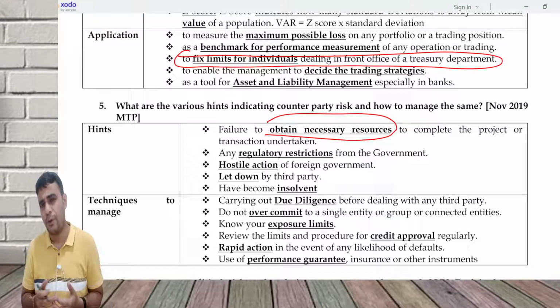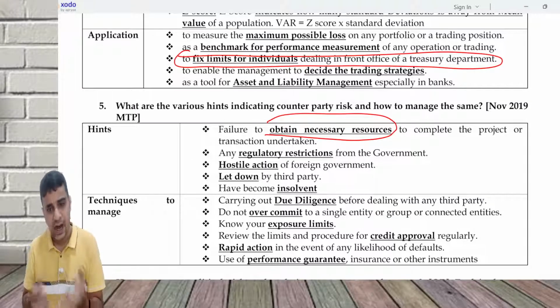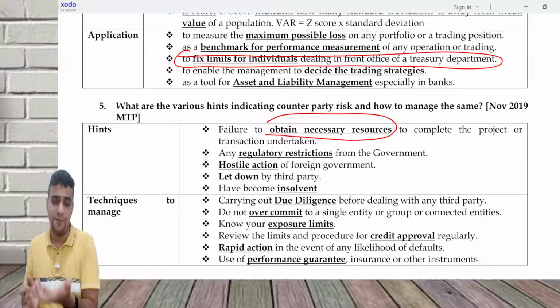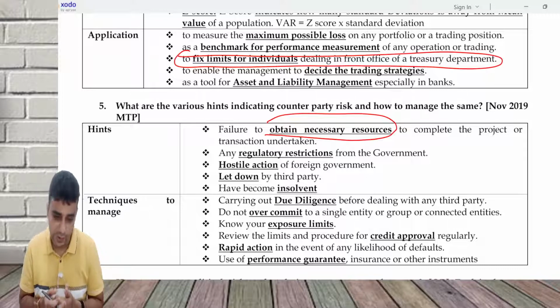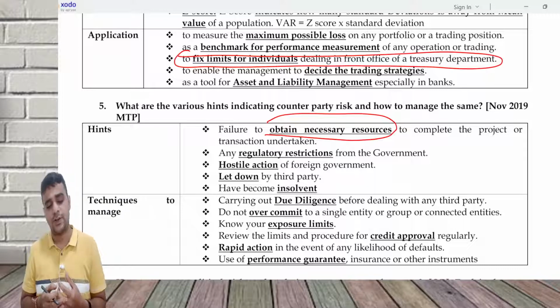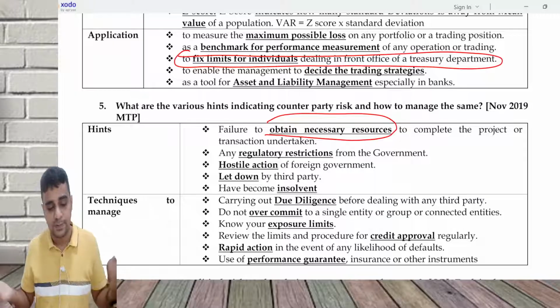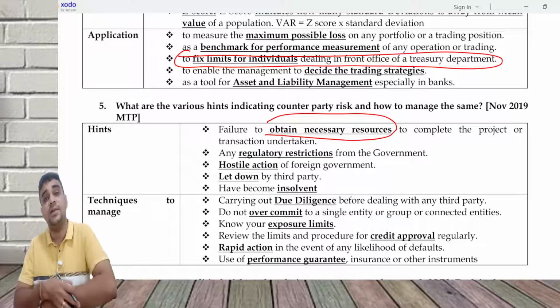You are planning to do a project for someone else, or you are going to do some manufacturing for someone else, and the other party fails because you do not have the adequate resources. The government puts in some restriction, or there is hostile action taken by a foreign government, or the counterparty has become insolvent. What are the techniques to manage this?